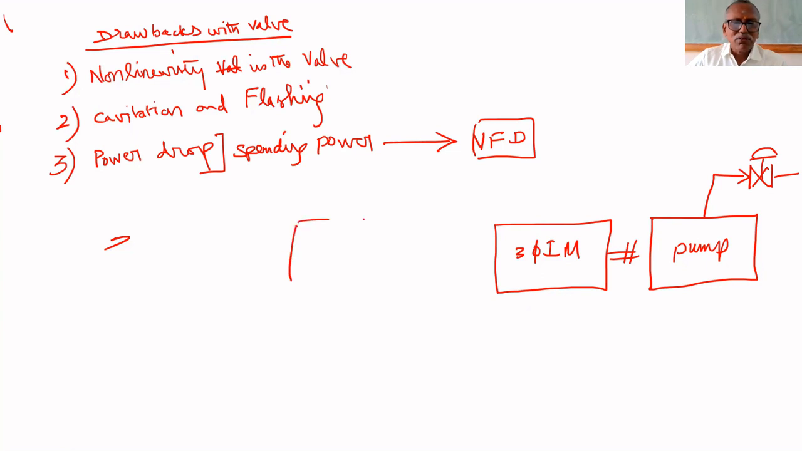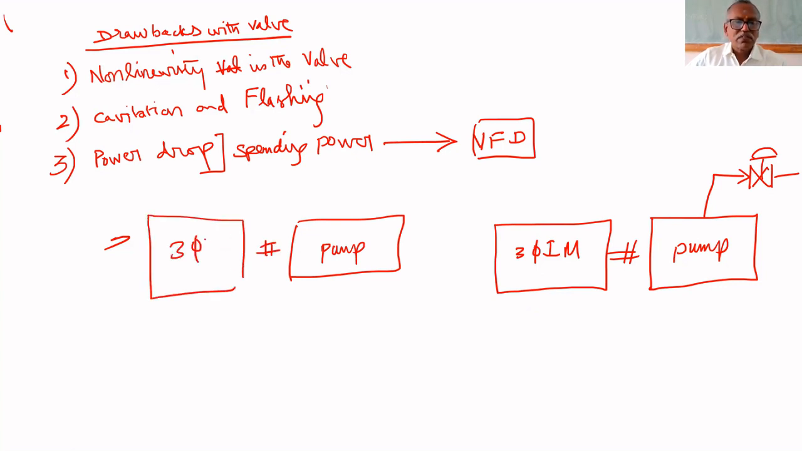Instead, what we can do is, I am having a pump that is coupled with the three-phase induction motor. Three-phase power supply is given. Here, if I vary the speed of this induction motor, I can vary the flow rate. Why do I have to go for a valve? No need to go for a valve. If you vary the speed of this induction motor, no need to have a valve.